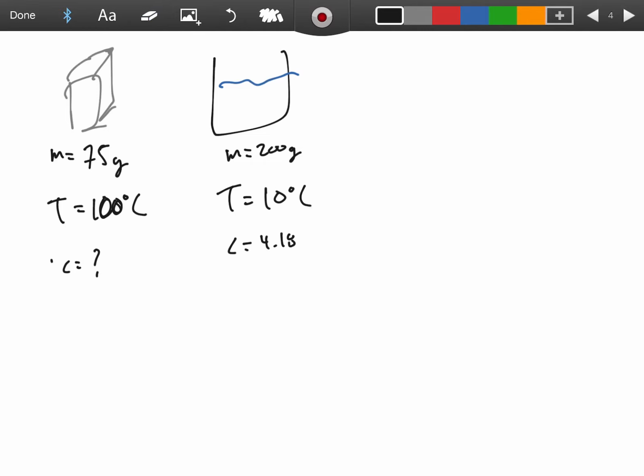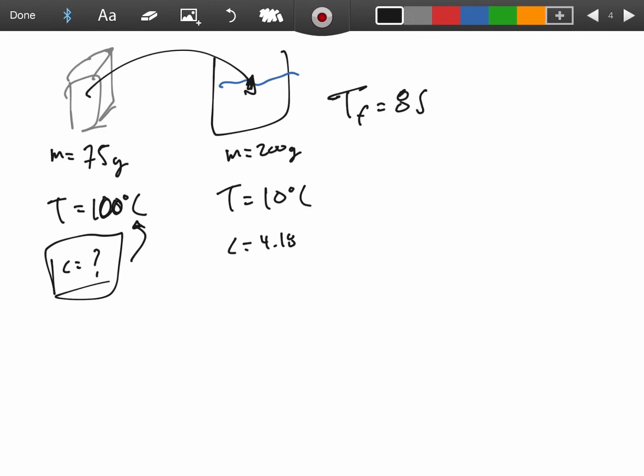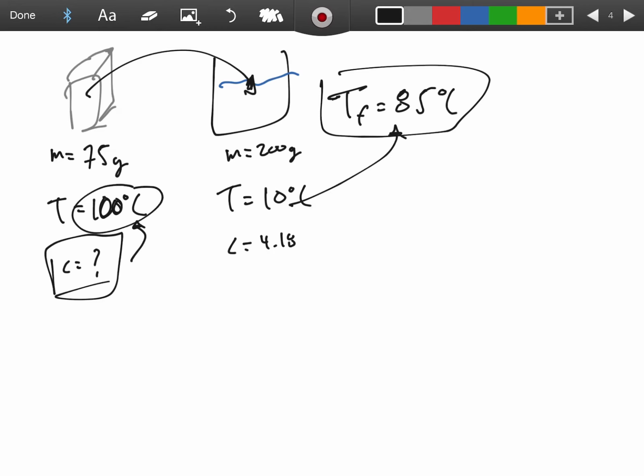Okay, so here, you need to know what the specific heat of this object is. So we've heated it up to 100 degrees Celsius. We're going to put it into the water, and what we know, we measured, is that the final temperature of the mixture when we were done was 85 degrees Celsius. So now you look at this and you say, oh my goodness, the temperature of the water changed a lot, and the temperature of this thing I put in here didn't change very much.